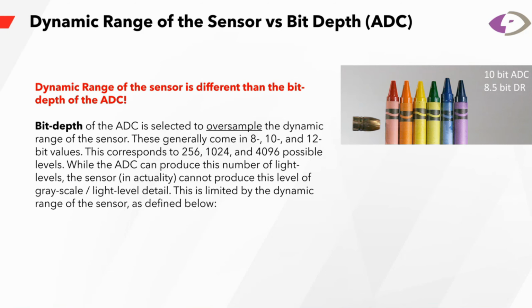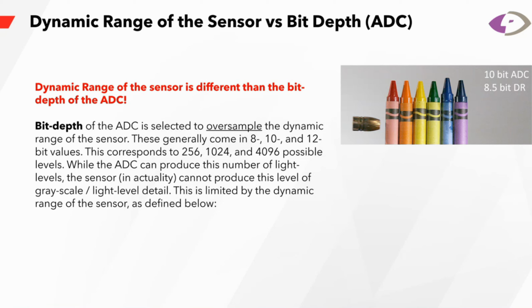One thing we see often confused in the field is the difference between the dynamic range of a sensor versus the bit depth of an ADC, or analog to digital converter. Dynamic range of a sensor is different than the bit depth of an ADC. The bit depth of an ADC is actually selected to oversample the dynamic range of a sensor. It generally comes in 8, 10, or 12-bit values, and it corresponds to 256, 1024, and 4096 possible levels, respectively, that you can get on your sensor.